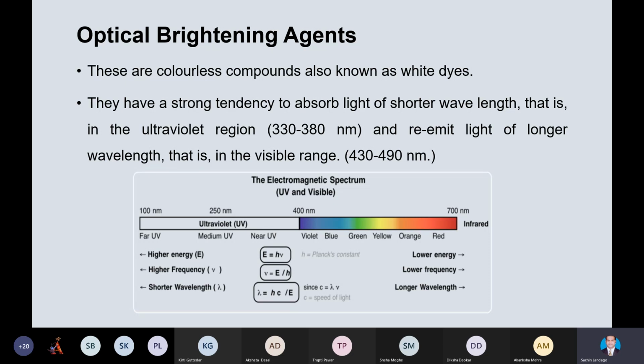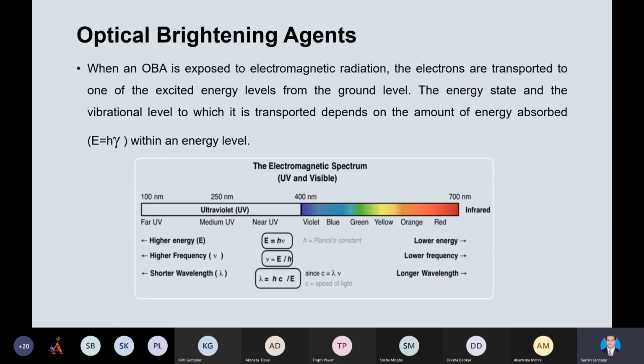And in that wavelength range you have UVA, UVB, UVC, all those things, but here we are going to concentrate on this particular range, 200 to 400 nanometer. Now, how do these optical brightening agents work? Whenever the OBA is applied to the garment, we have to use a very small quantity of the optical brightening agent.